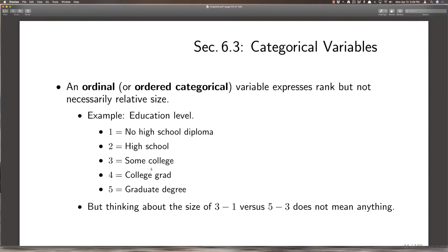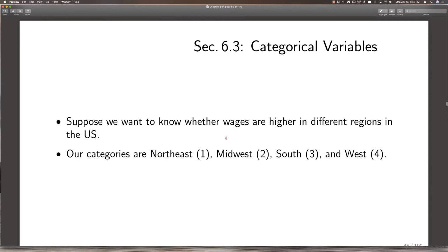All right, we could not put any stock in the fact that the difference here is 2 and the difference here is also 2. We couldn't say those differences in education levels are the same with any sort of meaning. So we're going to actually treat these the same in this class, whether it's ordered or unordered.